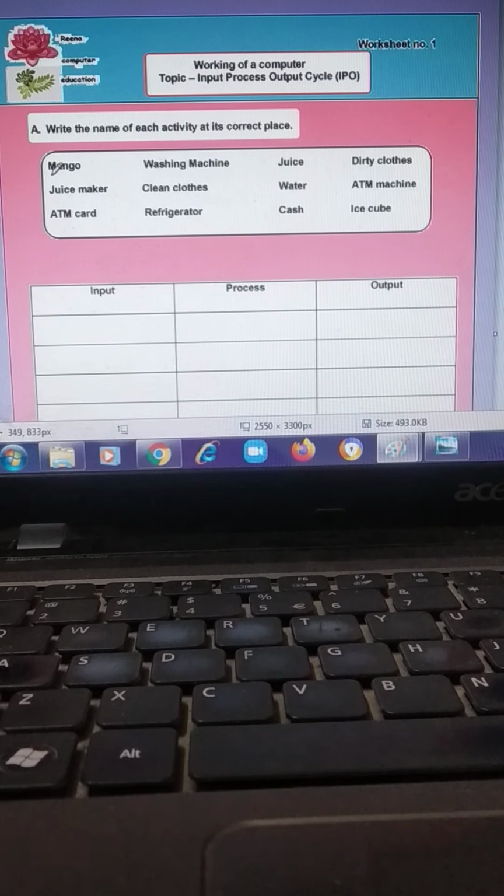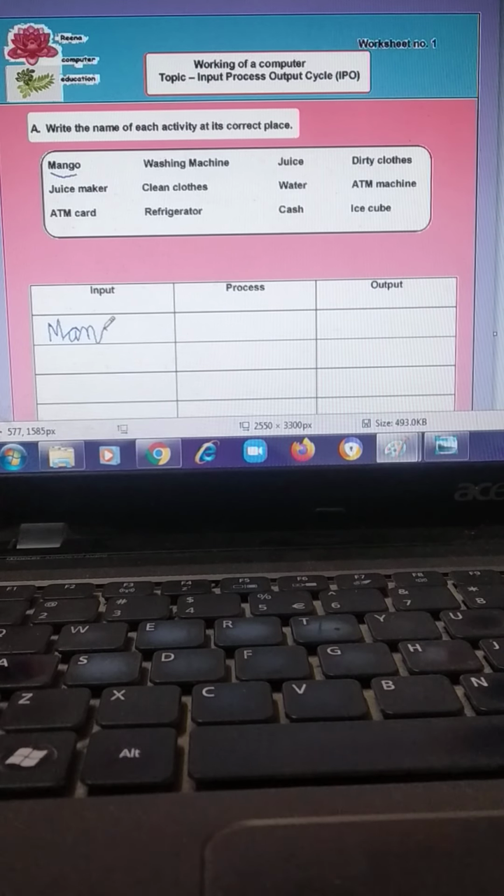Here I have mango. Suppose if I want to drink the mango juice, then what will be the input? I need a mango, so this is input. So we will write this mango in the input column.